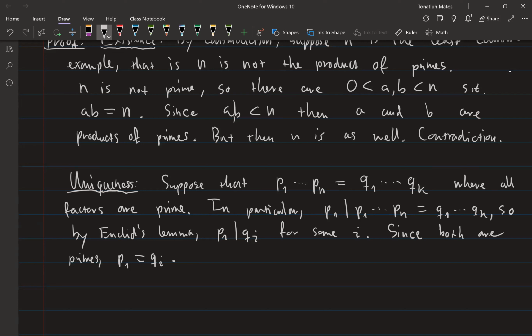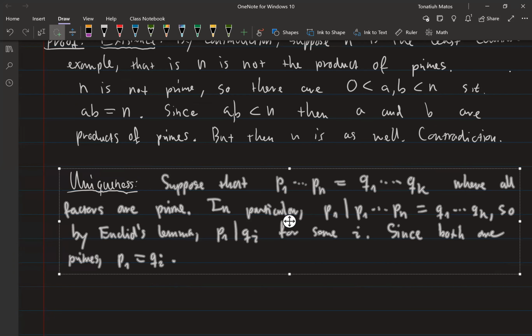Why is this true? Primes that divide each other are equal because the only positive divisors they have are 1 and itself. So P1 is definitely not 1 because it is prime. So the only explanation left is that they must be the same number, right?